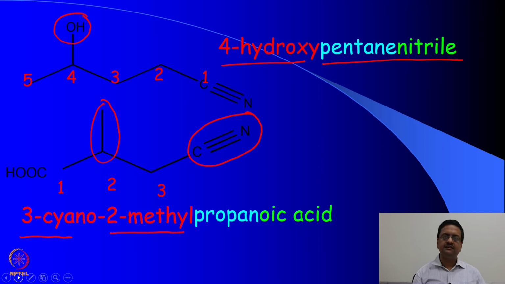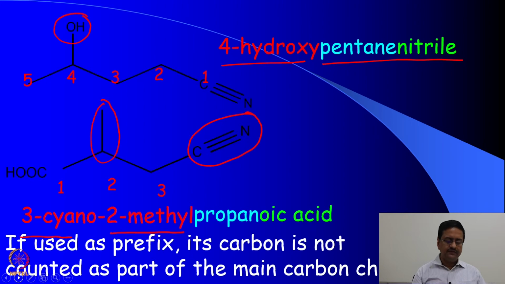So, here you can see the priority of cyanide is lower than the priority of carboxylic acid. So, in those cases, the cyanide group is written as cyano, not as nitrile, but when the cyanide group is the principal group, we write it as nitrile. So, if used as a prefix, its carbon is not counted as a part of the main carbon chain, which is done here.